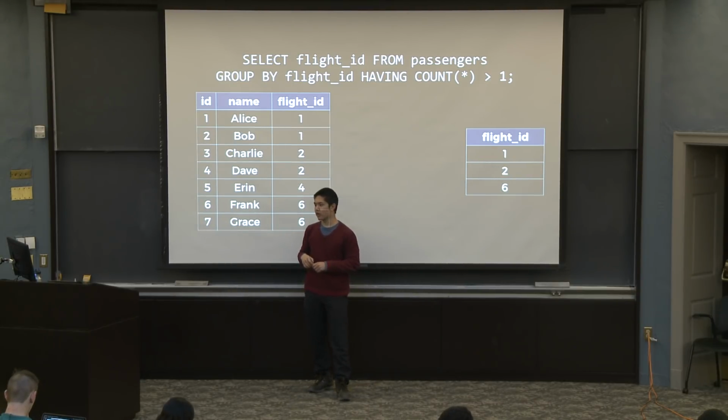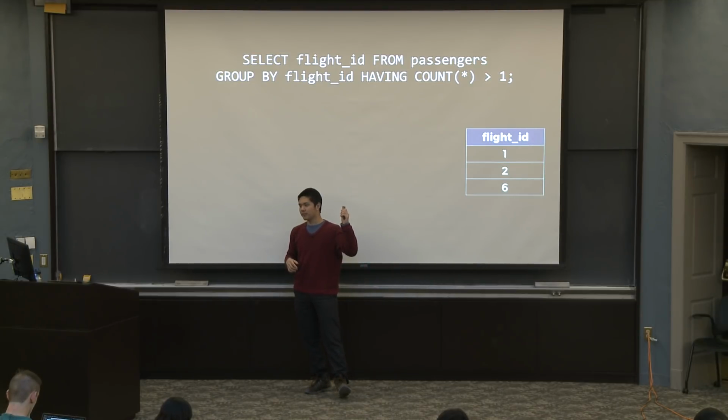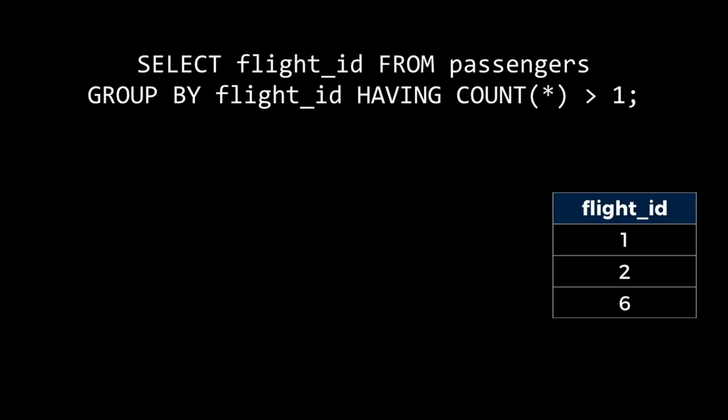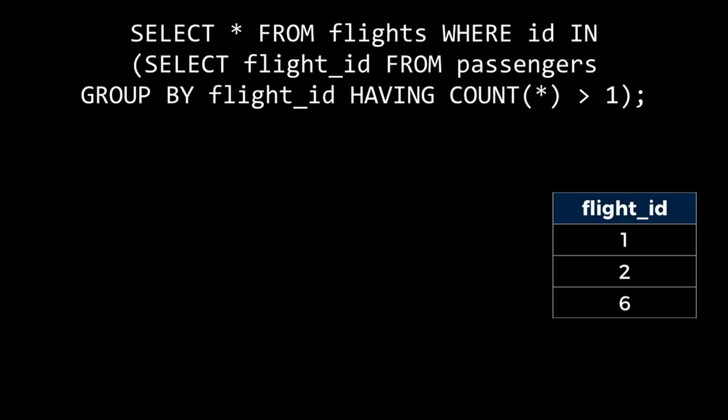And so nested queries allow me to take a query and put it inside of another query, which SQL allows as much as you want to do. So I can take this query, again, this query that returns to me just the flights that have more than one passenger, and I can just put that into another query. I can say, select star from flights where ID is in, and then that big query that we just did, that query that returned to us flight numbers 1, 2, and 6.